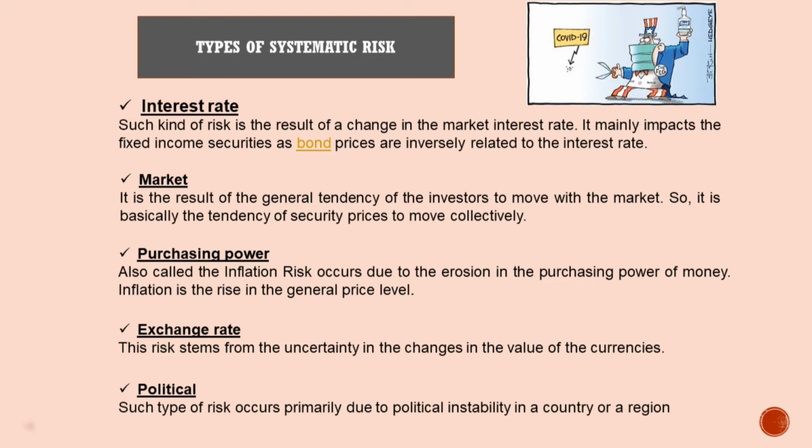The third one is purchasing power. It is also known as inflation risk, where it occurs due to the erosion in the purchasing power of money, where when investment return is lower than the rate of inflation, the investment assets will shrink. The presence of inflation gives rise to the concept of yield rate of return. The fourth one is exchange rate. This risk stems from the uncertainty in the changes in the value of the currency. And the last one is political risk. This risk occurs primarily due to political instability in a country or a region.